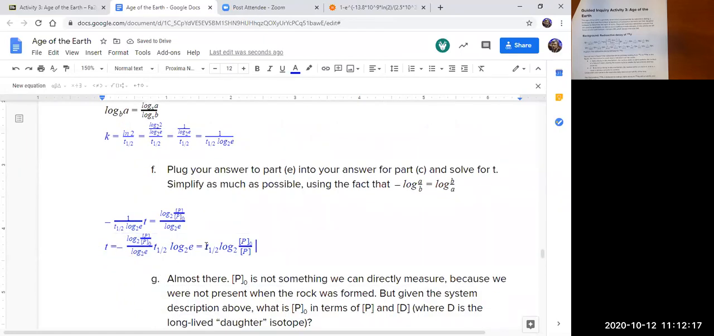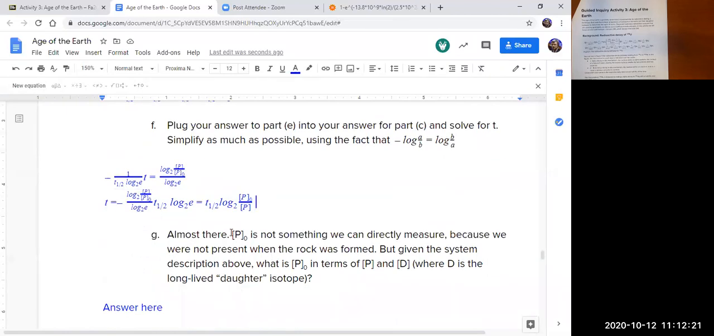So we now have an expression here for t. Almost there. The problem is that P naught is not something we can directly measure, so we want to get this substituted out in terms of things that we can measure. Now, what is P naught in terms of P and D?